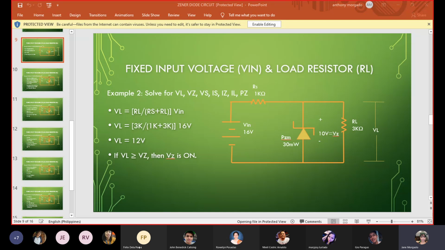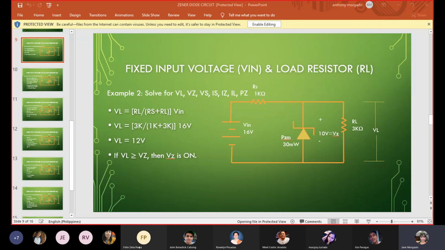But si I and R, si current and resistance, anong relationship nila? Si current and resistance, they are inversely proportional. Meaning, kung mataas si current, mababa si resistance. But the voltage, V is equal to IR, that's Ohm's law. V is directly proportional with current, so kung mataas si current, mataas si voltage. V is directly proportional with resistance, kung mataas si voltage, mataas din si resistance.